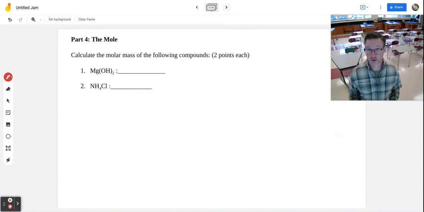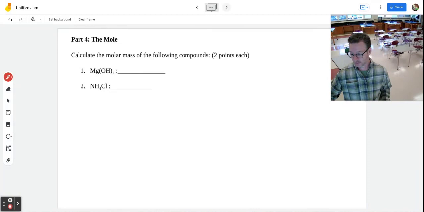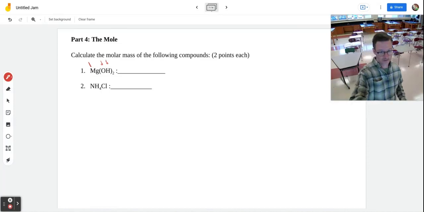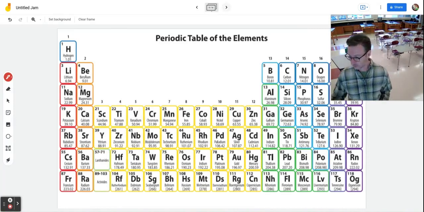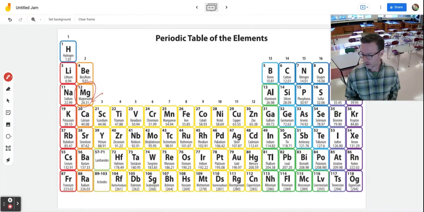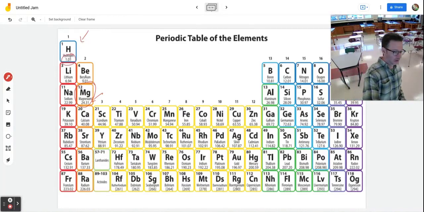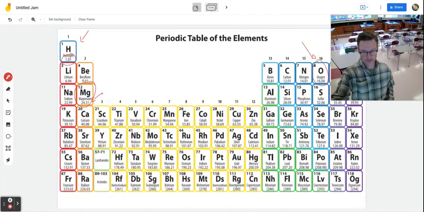All righty. Molar mass. To find the molar mass, we're going to need the periodic table. The way you calculate molar mass is you look at each element. So we've got magnesium, oxygen, and hydrogen. Let's get those molar masses first. Magnesium molar mass is 24.31. Hydrogen is 1.01. Oxygen is 16. Okay, so go back.